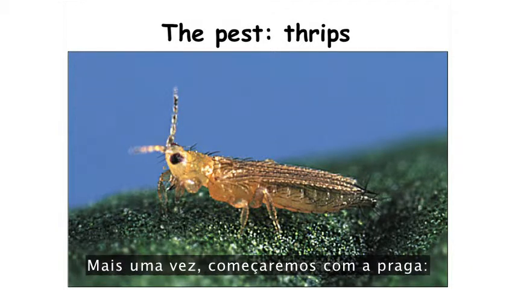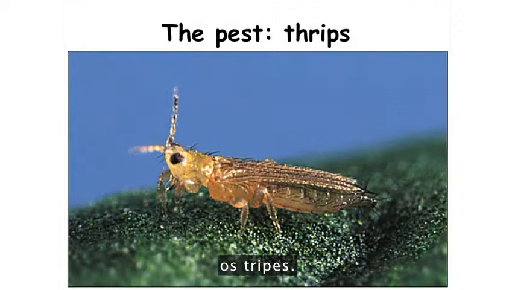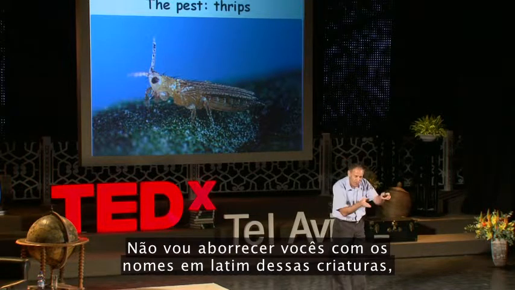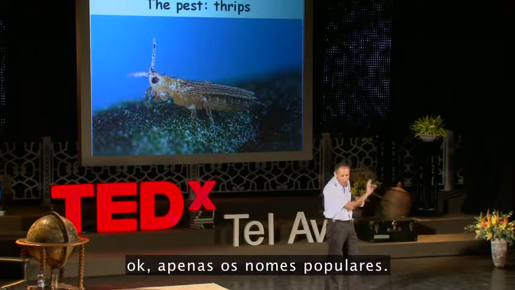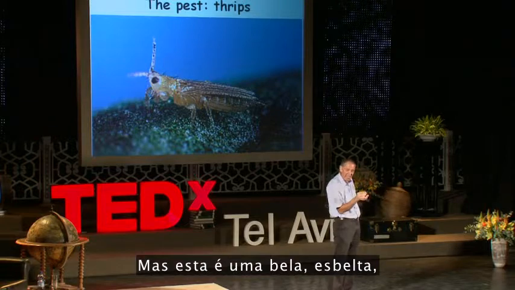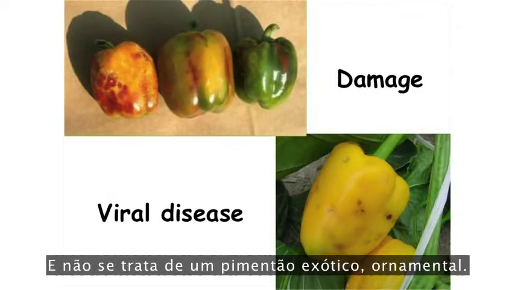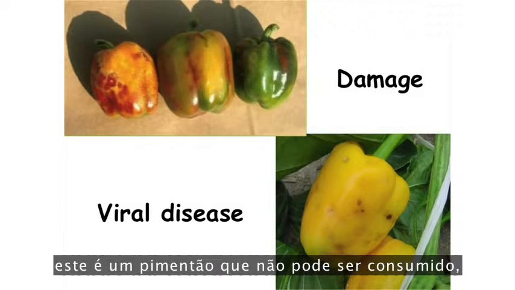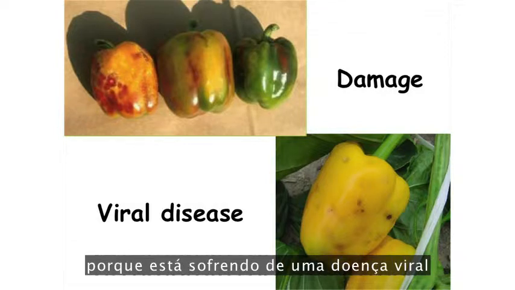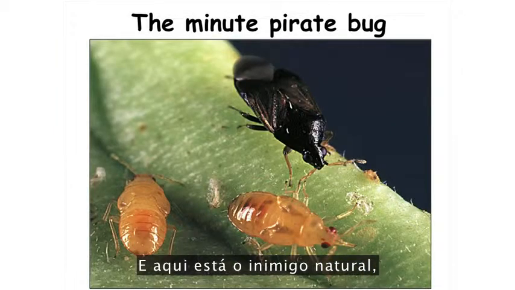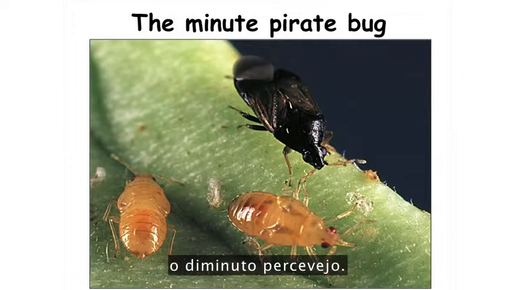Again, we'll start first with the pest, the thrips. By the way, all these weird names, huh? I didn't bother you with the Latin names of these creatures, okay? Just the popular names. But this is a nice, slender, very bad pest. If you can see this, sweet peppers. This is not just an exotic ornamental sweet pepper. This is a sweet pepper which is not consumable because it is suffering from a viral disease transmitted by those thrip adults.